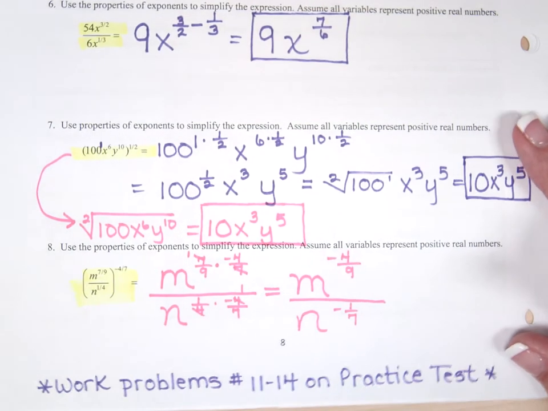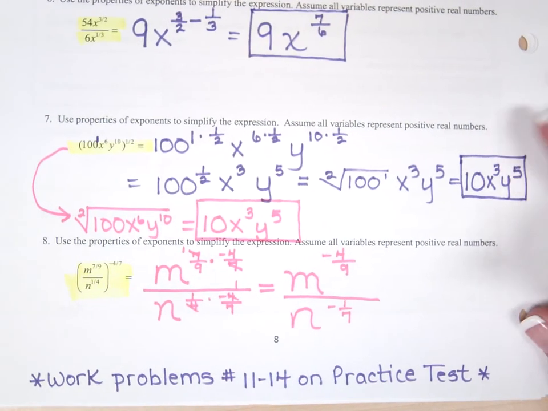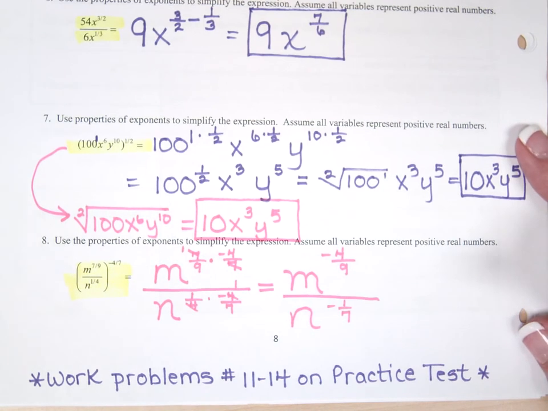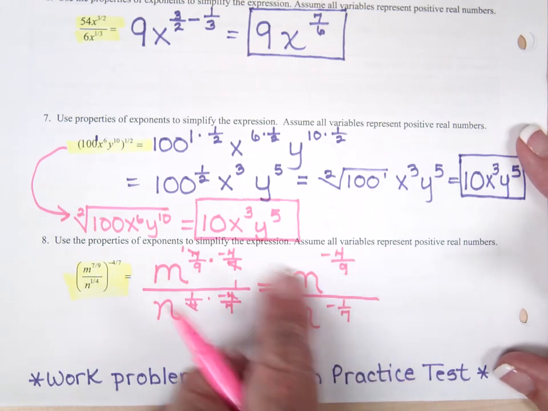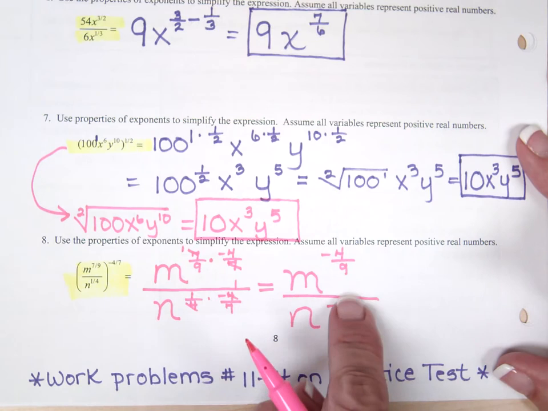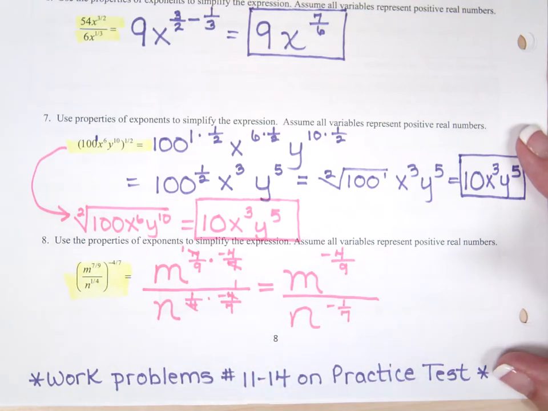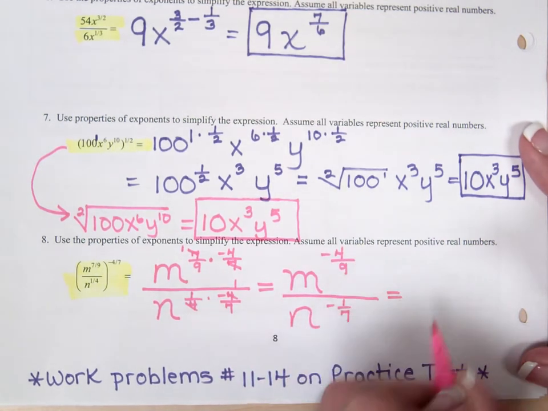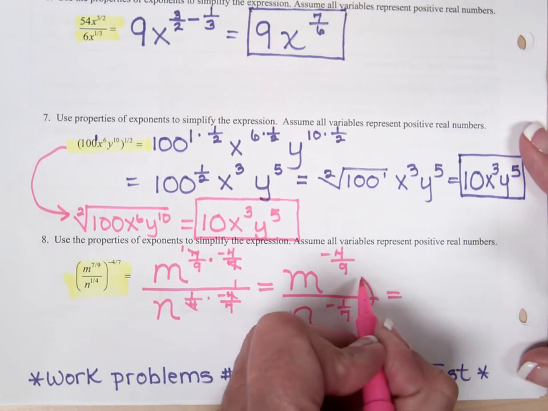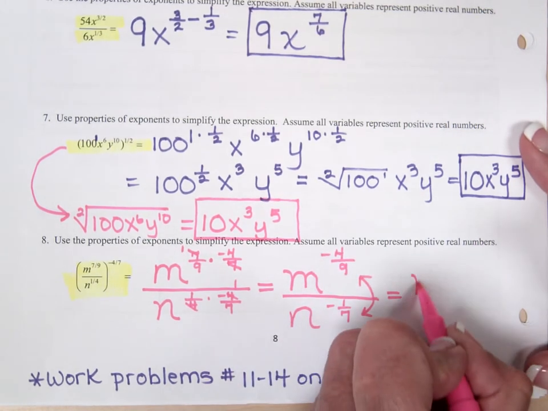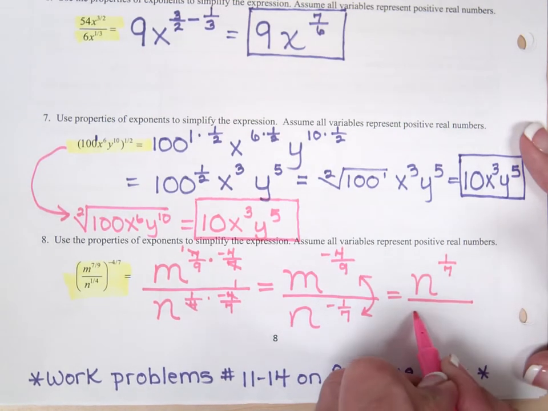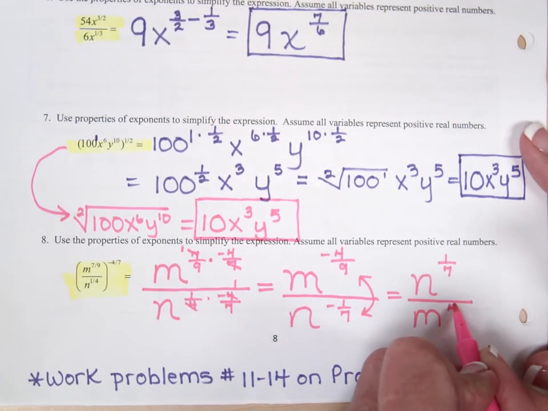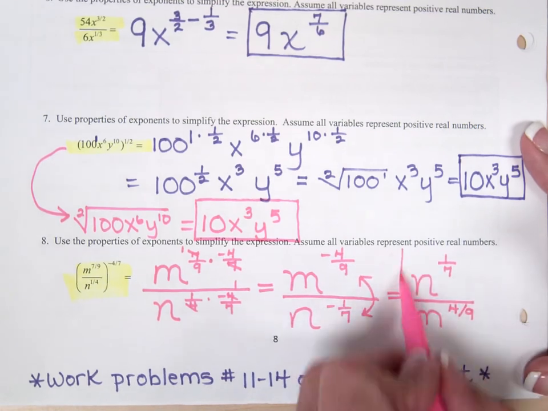And remember that rule in chapter 4 that said we're never allowed to leave negative exponents in answers? So this base and its exponent need to move down, and this base and its exponent need to move up to make it positive. So basically we're flip-flopping since they're both negative. So my final answer would be n to the 1/7 over m to the 4/9. Now the exponents are positive. Now we can stop.